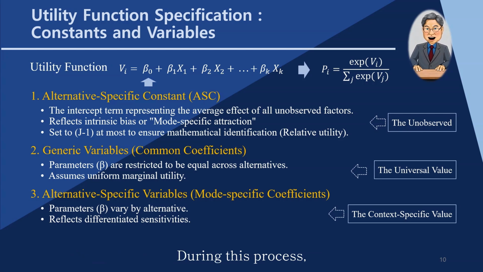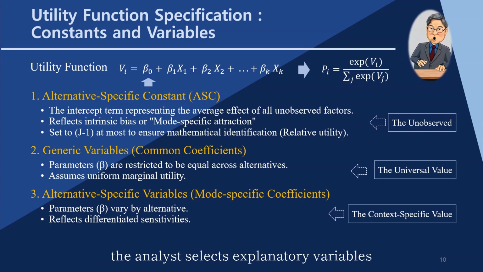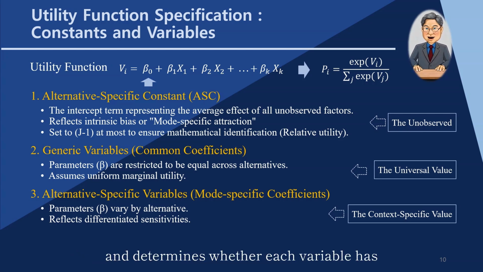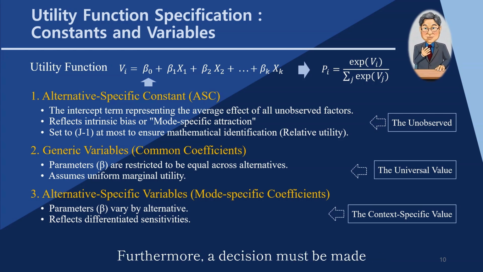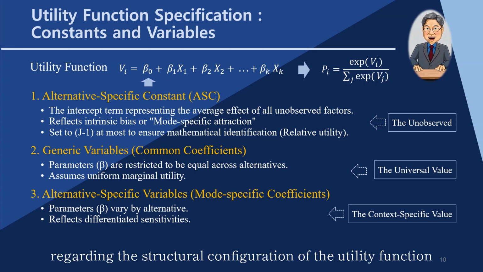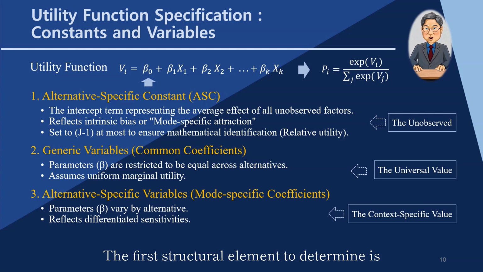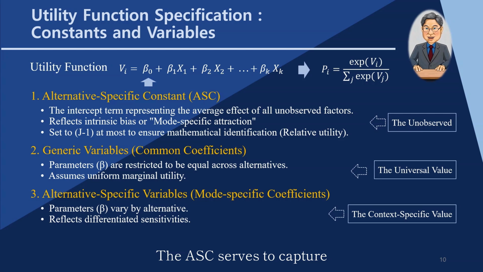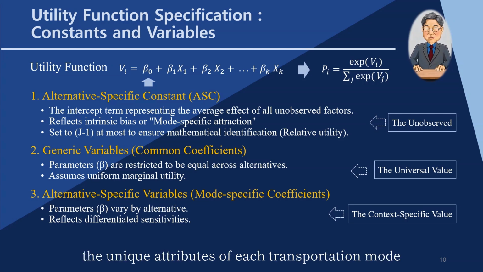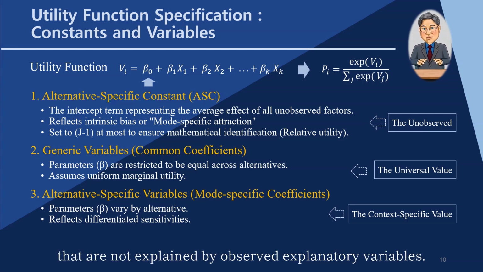During this process, the analyst selects explanatory variables that influence choice behavior and determines whether each variable has a linear or nonlinear relationship with utility. Furthermore, a decision must be made regarding the structural configuration of the utility function for the selected variables. The first structural element to determine is the alternative specific constant, or ASC. The ASC serves to capture the unique attributes of each transportation mode that are not explained by observed explanatory variables.